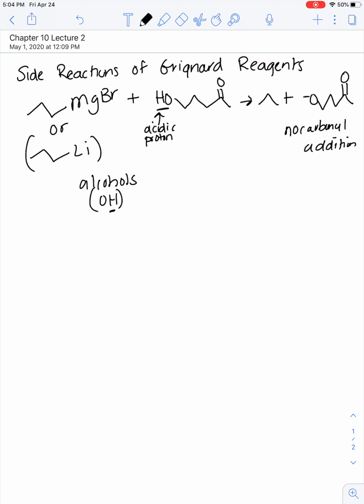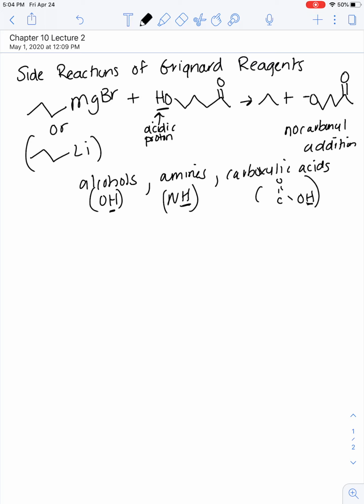alcohols. So we know as OH, this would be our acidic proton. Amines, so when we're looking at an amine, we have this acidic proton. And then when we're looking at carboxylic acids, so carboxylic acid, remember, is going to be this. So again, this proton right here.